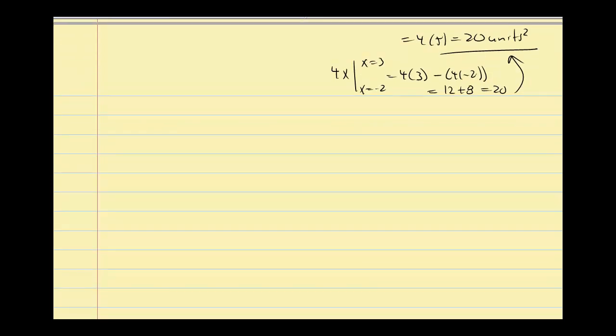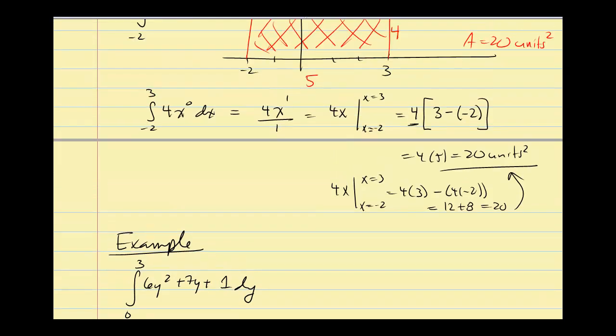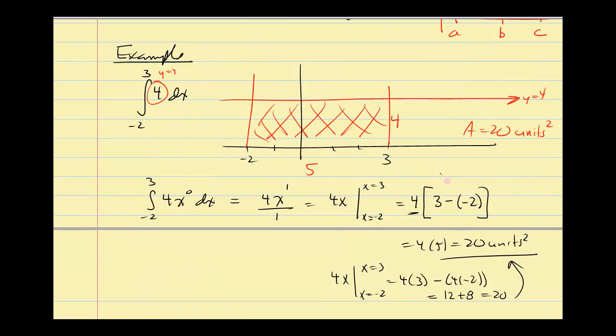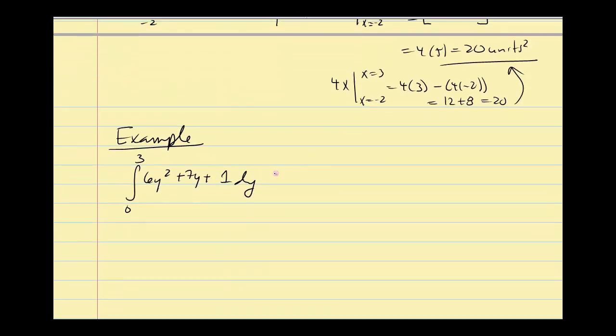Okay, so for this next one, let's go ahead and combine some of our integration techniques. So let's look at the integral from 0 to 3 of 6y squared plus 7y plus 1 dy. We don't always have to use x's. Oh, and a quick note, this 20 units squared, this is true area because this entire graph is above the x-axis. Okay, so let's go ahead and integrate as we usually would.